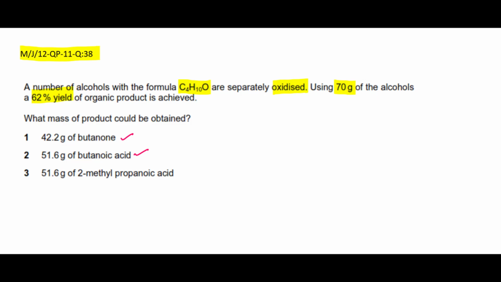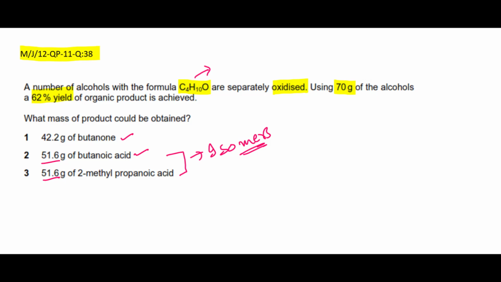So basically butanoic acid and 2-methyl propanoic acid, these two are isomers, and I hope you all know the concept of isomers. So if these are being formed, we get the same mass because they both are isomers, so their MR or molecular mass is similar. So we just have to find out which of these products we would get with a 62% yield by oxidizing 70 grams of the alcohols which have a molecular formula of C4H10O.